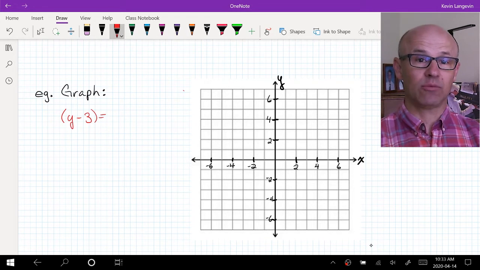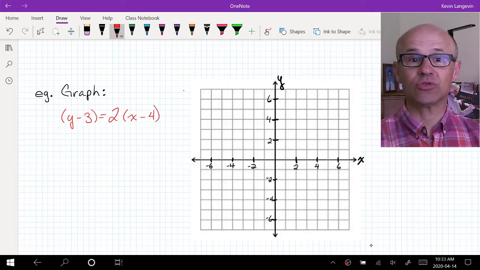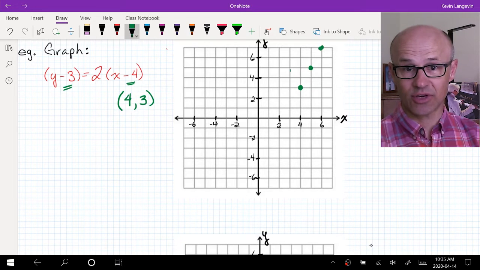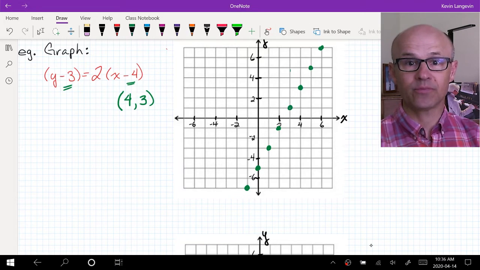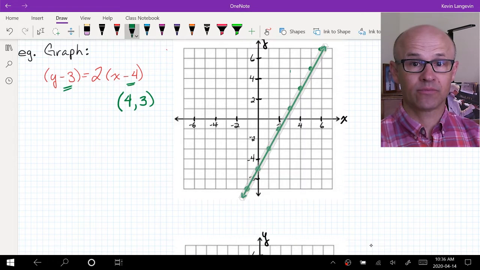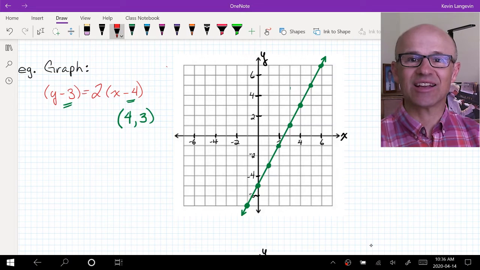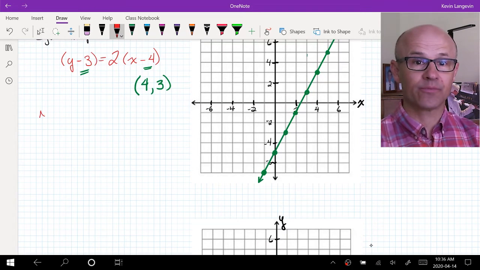Our first example, y minus 3 equals 2 times x minus 4. So you'll notice that the minus 4 and the minus 3 turn into a plus 4 and a plus 3. I start at that point. I use my slope of up 2 over 1. I draw my line, and I'm quite satisfied with it. Again, I started at the 4 comma 3.